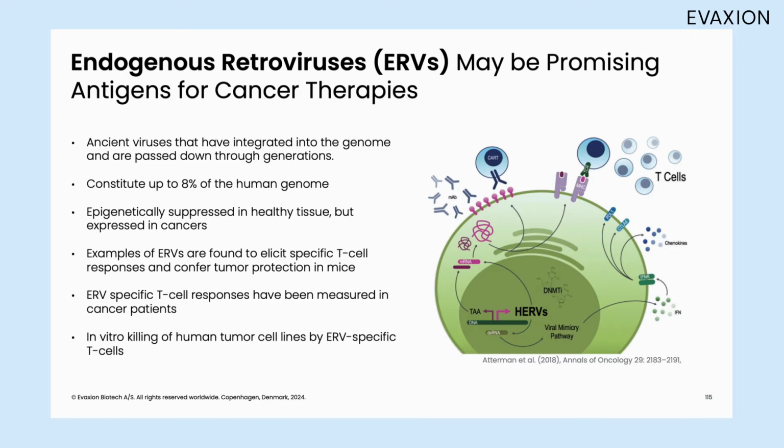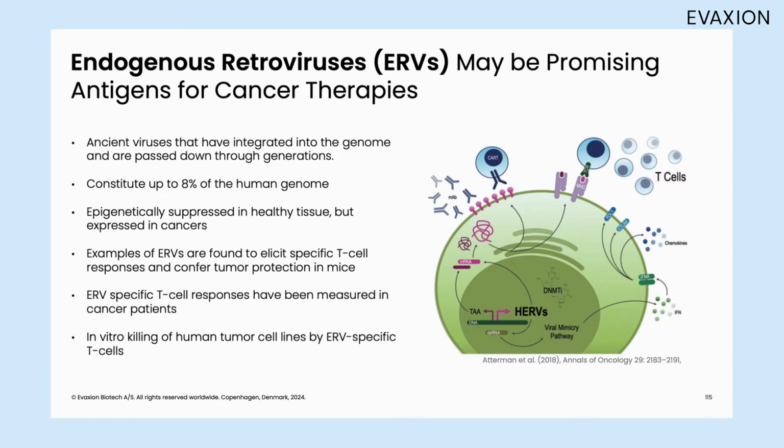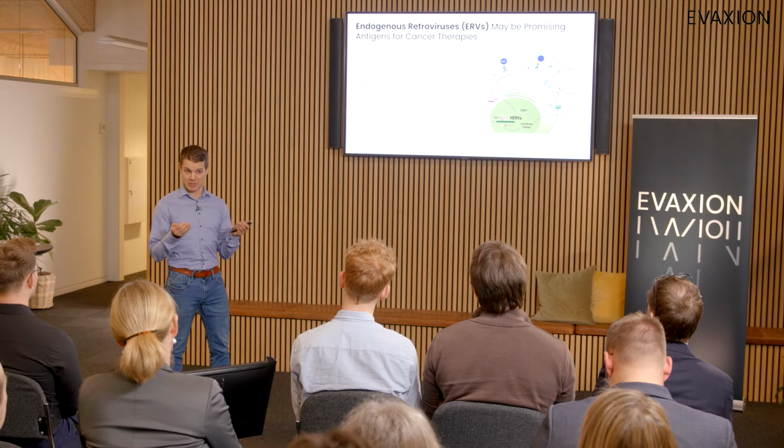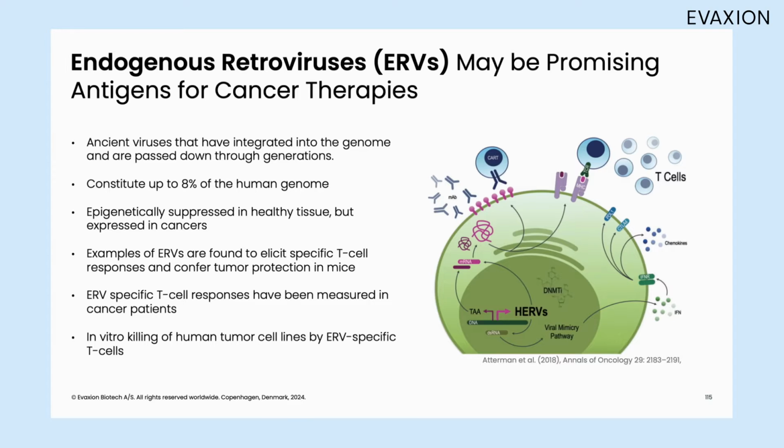What are these ERVs? They are ancient viruses which infected our ancestors thousands of years ago, and they have been lying in our DNA and have been passed down through generations. They're very abundant in the genome, and normally they are not expressed in healthy tissue. But due to the dysregulation that happens in cancers, you suddenly have an expression of these ERV-antigens. So you really have the characteristic of a tumor-specific antigen here.